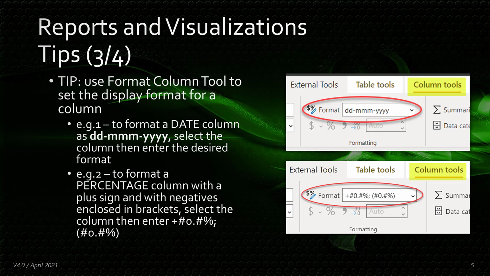So I use DDMMMYYYY so that it's unambiguous. Another common use is to enclose negative values in brackets. This can be easily done, for example with percentages, by using a semicolon separator between the positive and negative formats and enclosing the second format string in brackets. You can even add a plus sign before the positive values if you want.